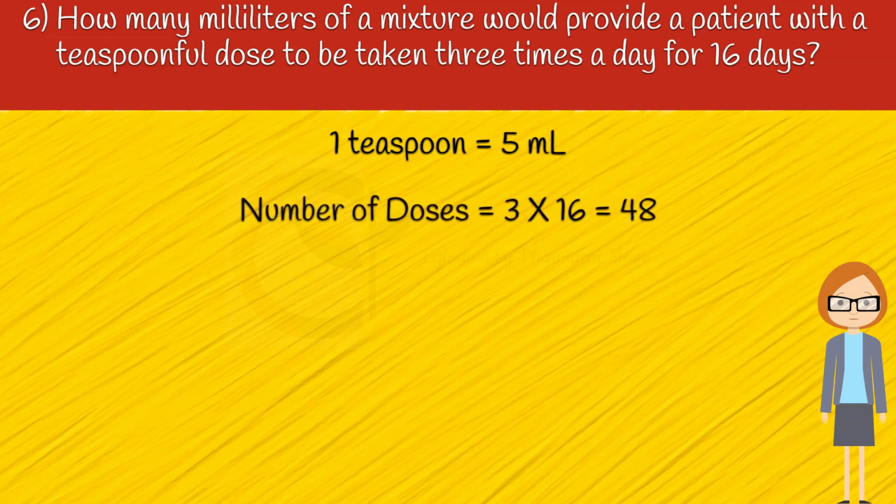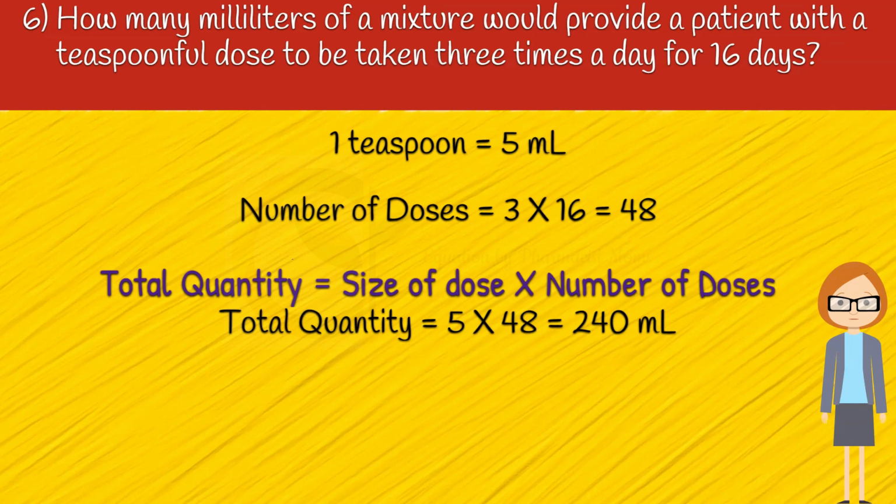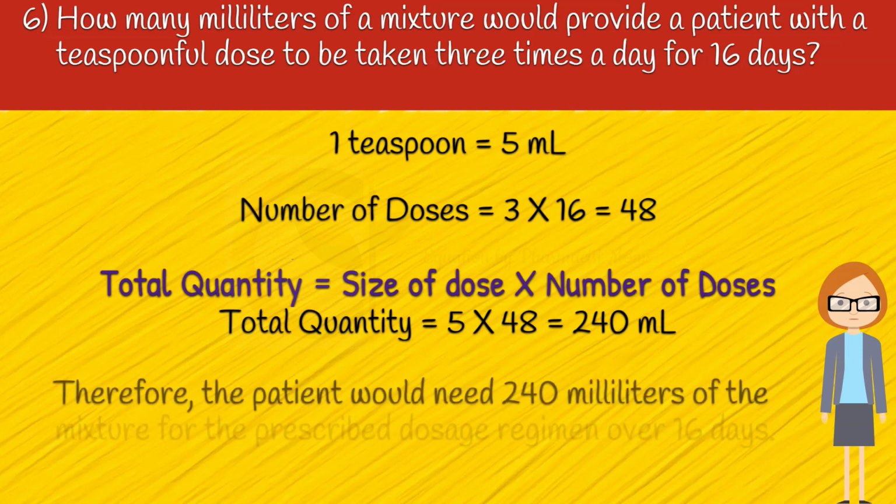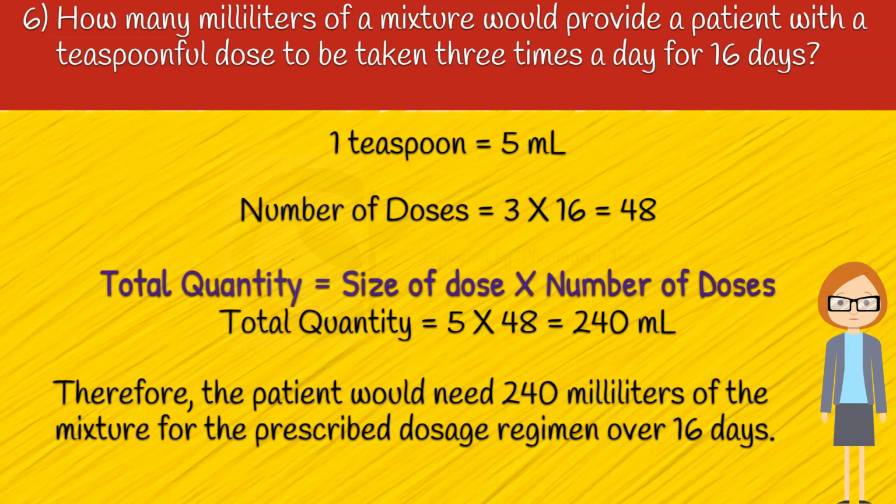The patient will take 1 teaspoonful 3 times a day for 16 days, so the number of doses will be 48. To calculate the total quantity, we multiply the size of dose by the number of doses. Therefore, the patient would need 240 milliliters of the mixture for the prescribed dosage regimen over 16 days.